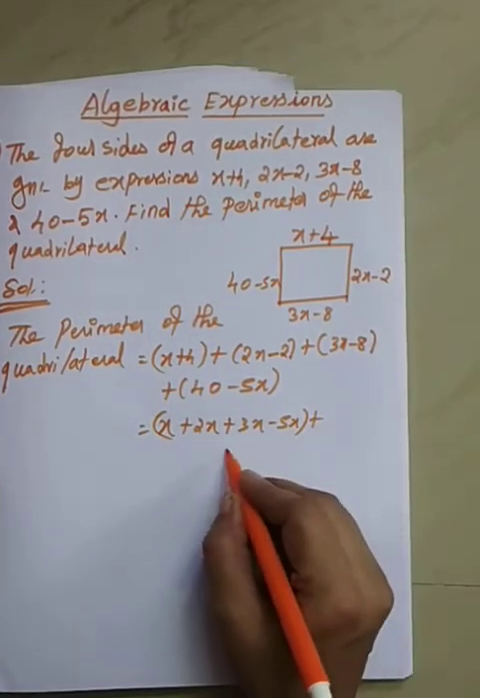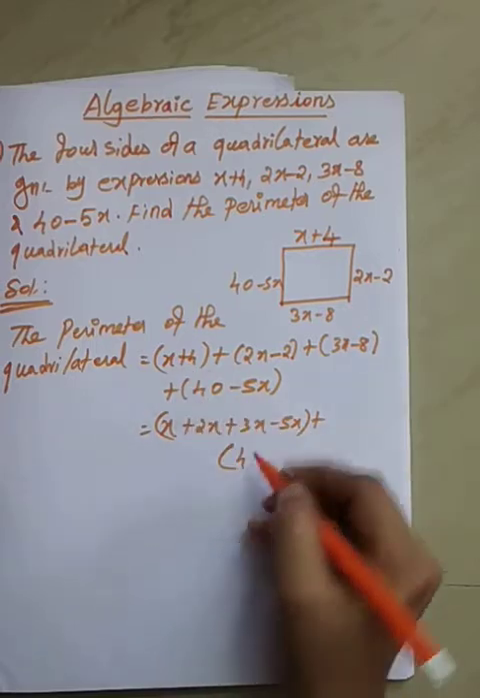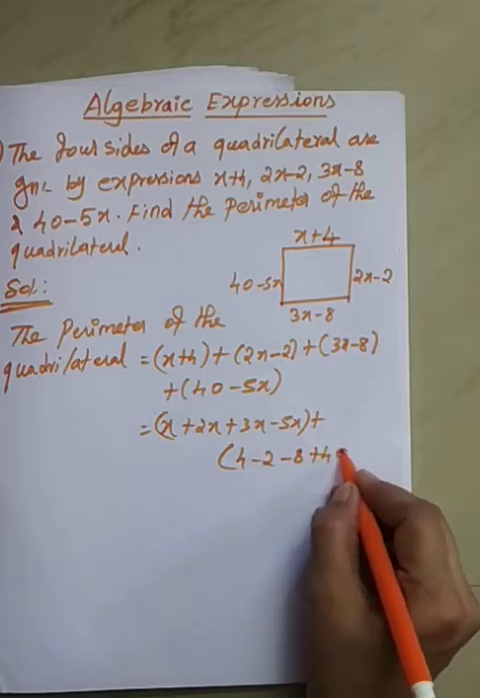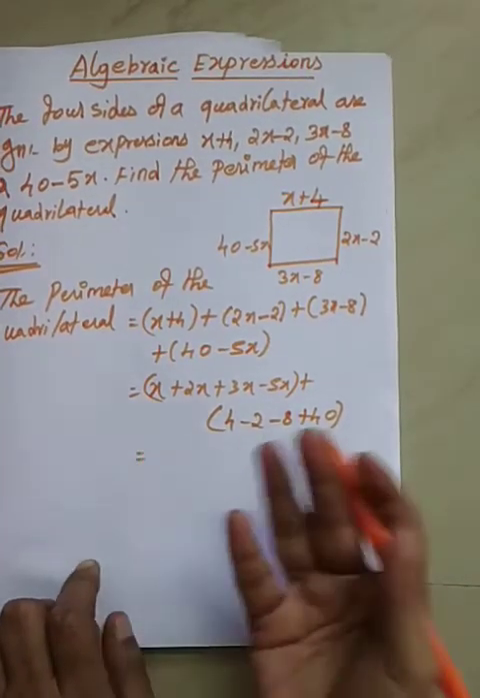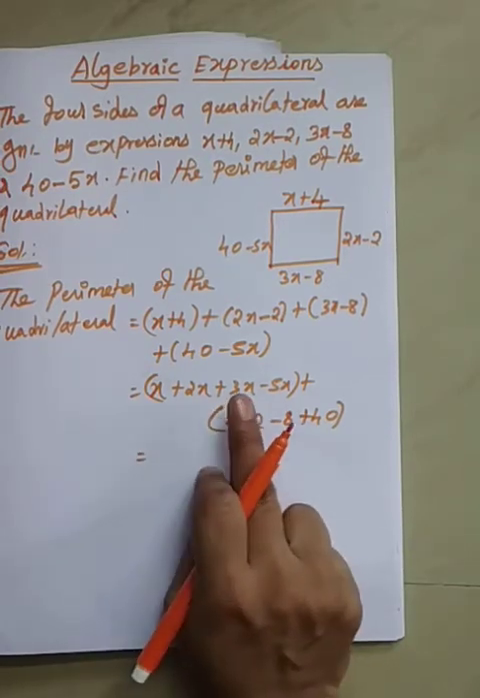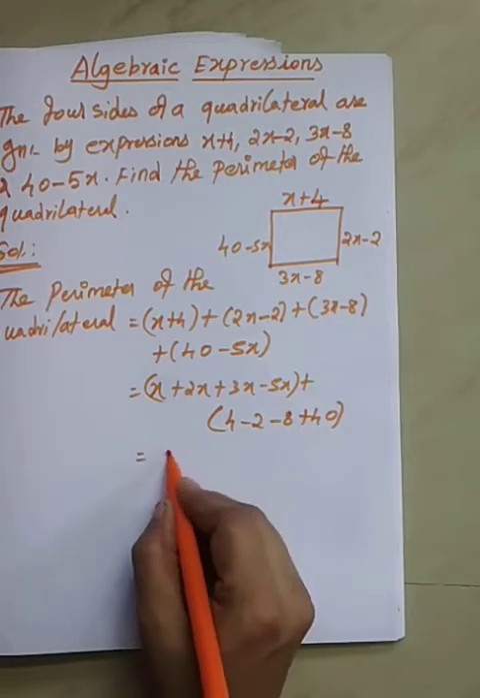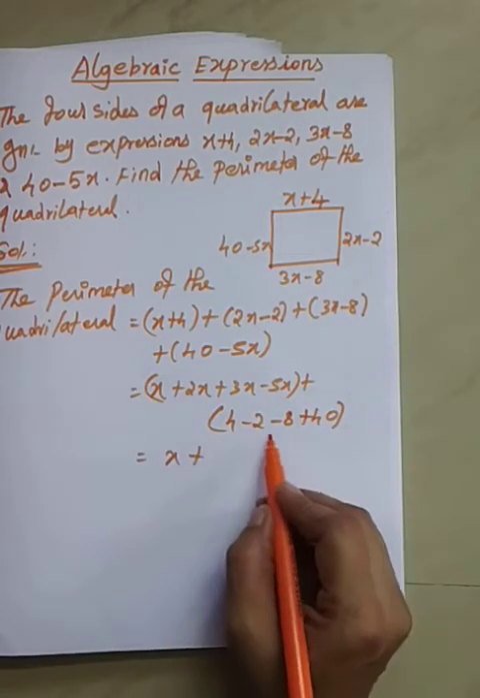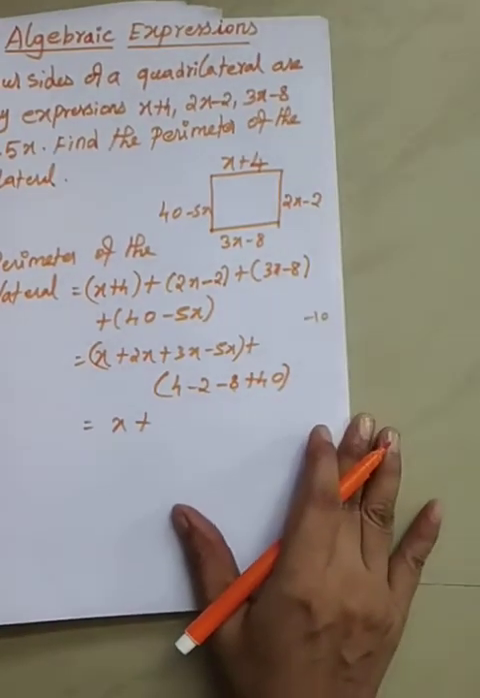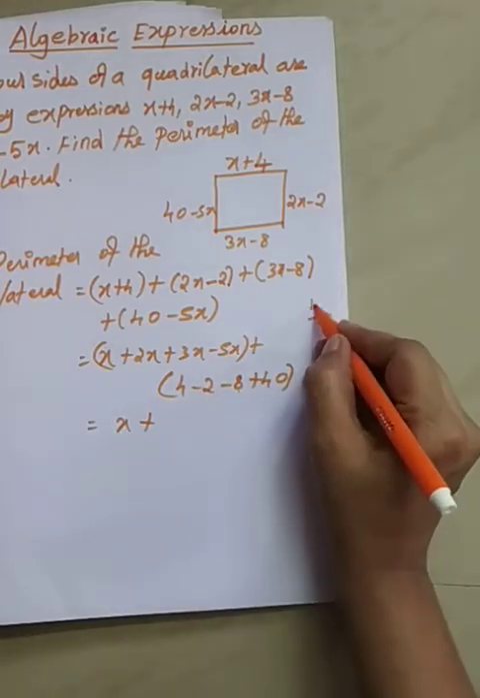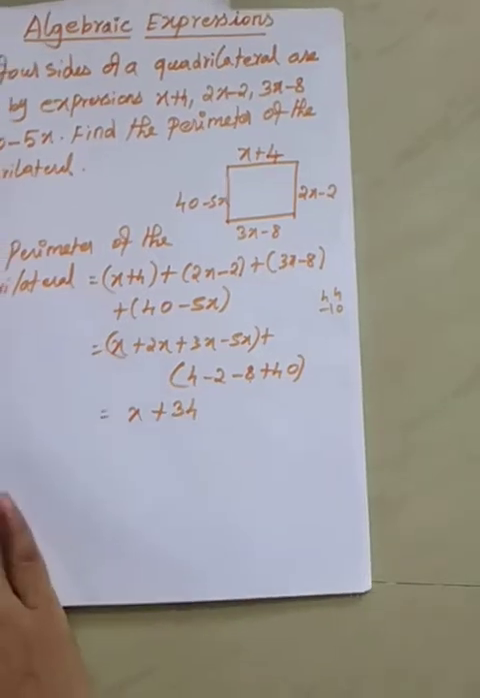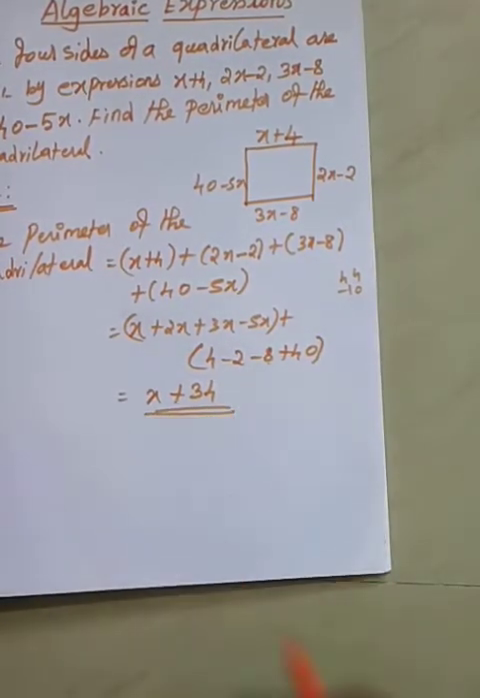Next arrange the constants: 4, minus 2, minus 8, plus 40. Now simplifying, you will get the result. What is that? x plus 2x plus 3x, 3x plus 3x is 6x, 6x minus 5x means x. Plus, see here, minus 2 minus 8 means minus 10, and 4 plus 40 means 44. 44 minus 10, what is that? 34. So your answer is x plus 34.